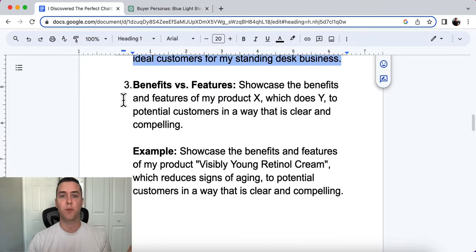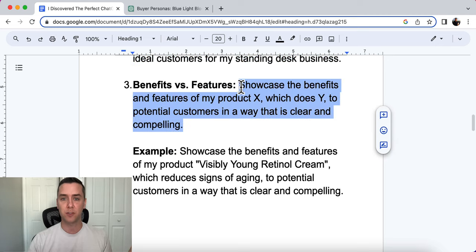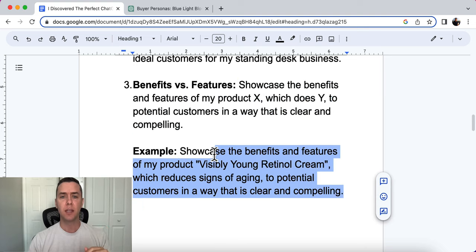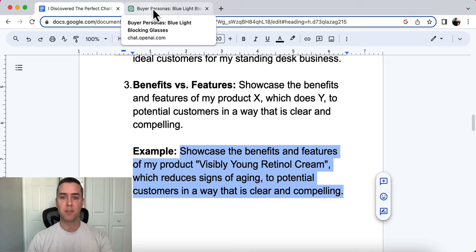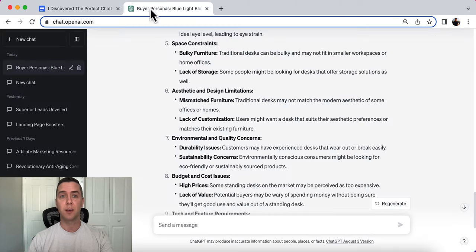All right, next is number three, benefits versus features. The prompt is this: showcase the benefits and features of my product X, which does Y, to potential customers in a way that is clear and compelling. All right. So the example we're going to be using is an anti-aging cream, a visibly young retinol cream. It reduces signs of aging to potential customers. We want the benefits and features in a way that's clear and compelling.